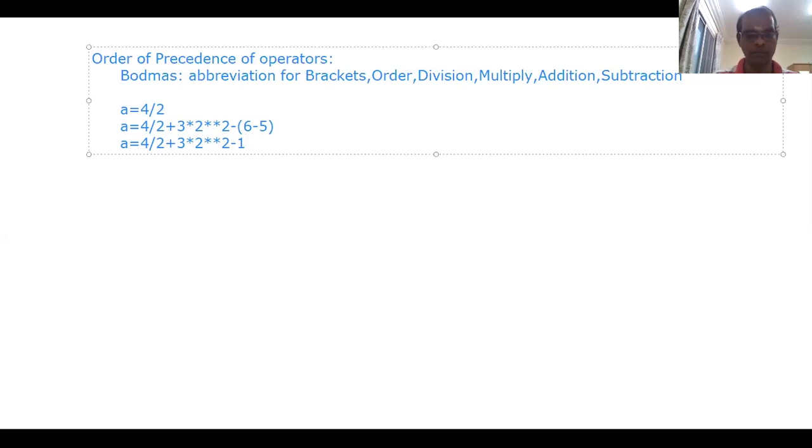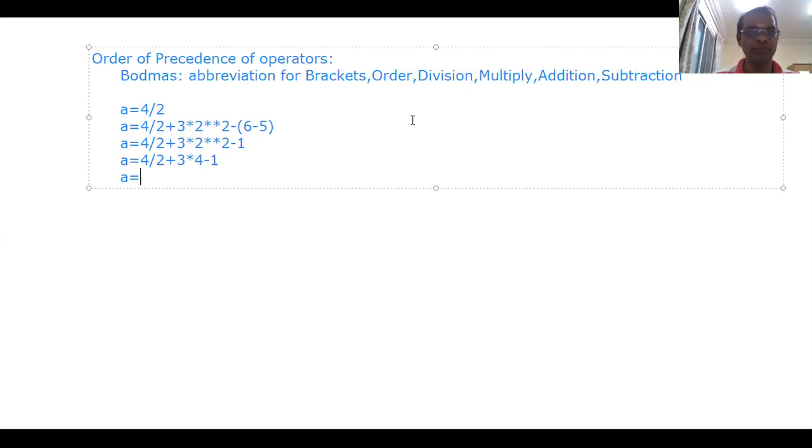Then we should go for the next one, which is order. Order means exponential. These two: 2 to the power of 2. That should be carried out next. 2 plus 3 star, and 2 to the power of 2 gives number 4. Then minus 1 should be as it is. Likewise we get to do.